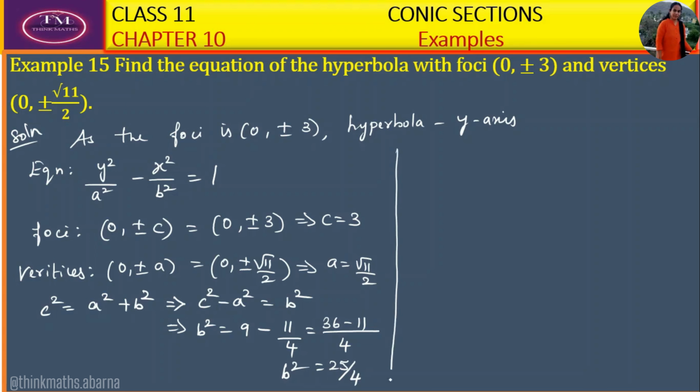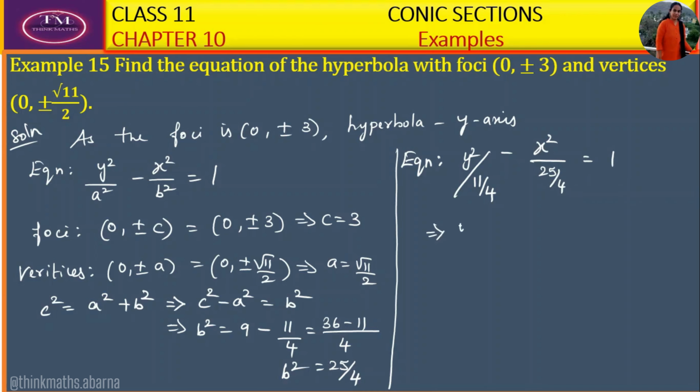Now we have to find the equation of the hyperbola. So it is y square by a square. What is a square? a is root 11 by 2, so a square will be 11 by 4. Minus x square divided by b square. b square is 25 by 4, equal to 1.